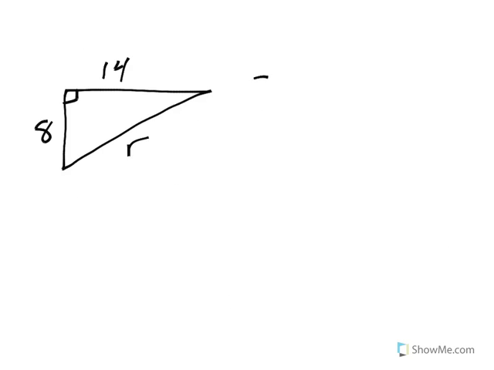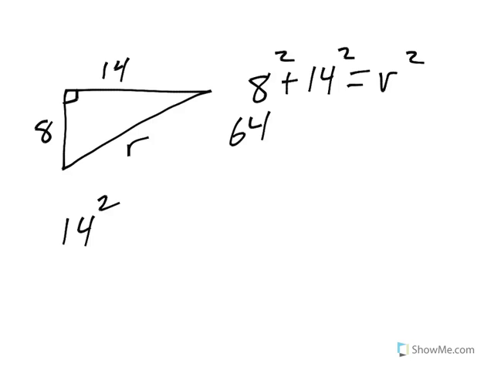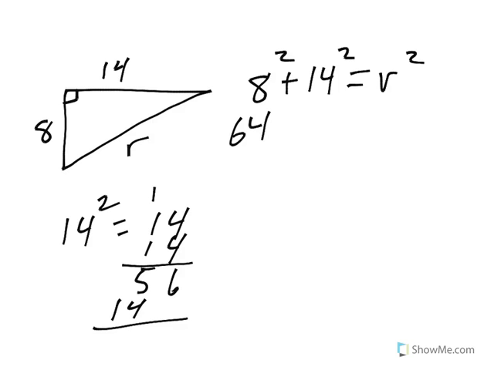So I go, okay, so 8 squared plus 14 squared is r squared. 8 squared I already know, that's 64. 14 squared, let's see, 14 times 14, looks like 196. At some point, if I did enough of this, I'd probably memorize that. I know 13 squared is 169 just because I've done enough of them. So, anyway, 196.